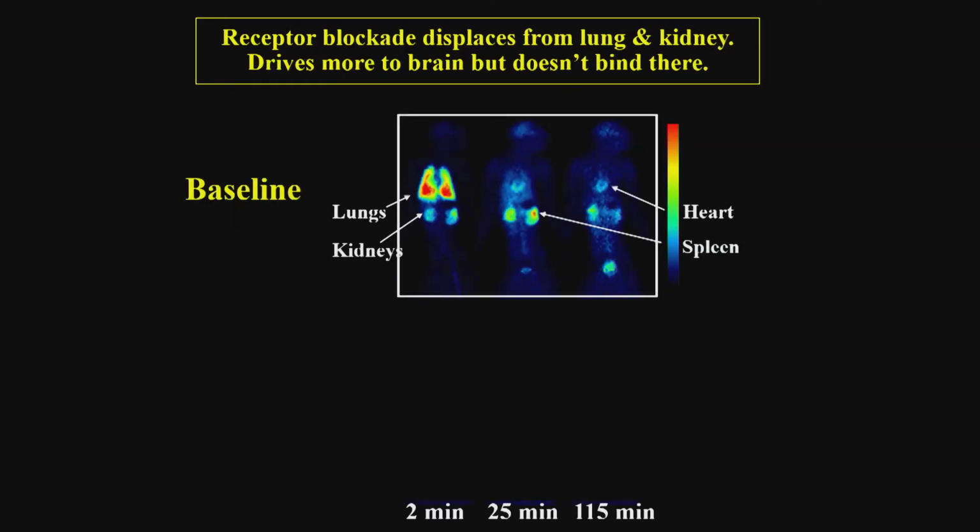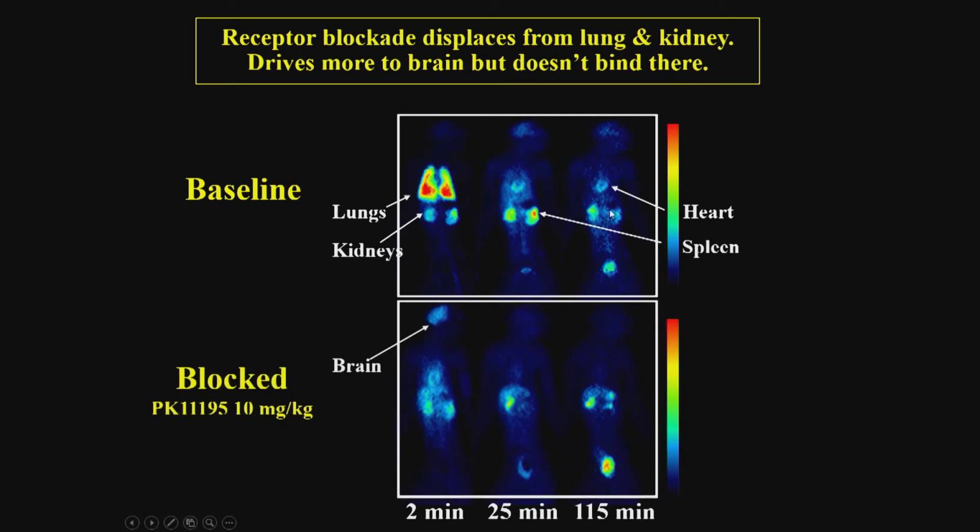Receptor blockade displaces a radioligand in the lung and the kidney and drives more to the brain, but it doesn't stick in the brain. So I've been showing you images of the brain, which you can see in this whole body monkey scan. That's all that we're measuring. But in the periphery, there are huge amounts of this TSPO. It was first discovered in the kidney and also in the lungs and in the heart and the spleen. And when you give the blocking dose, you not only block in the brain, but you block in the periphery where there's huge numbers of these sites.